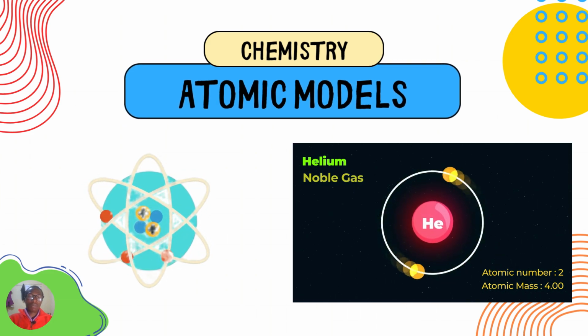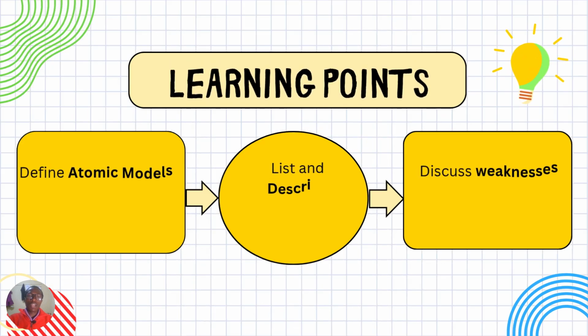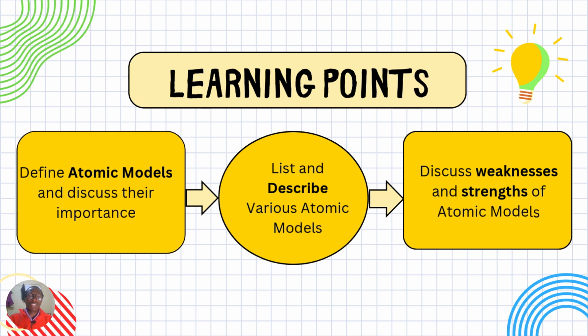Let's get into it. We're going to learn about atomic models. These are all about how we understand the atom as of today and how that has evolved with time. So we are going to first of all define what atomic models are and discuss the importance. We're also going to list all the atomic models that have been developed and describe them. And finally, we'll also look at the weaknesses and strengths of each atomic model.